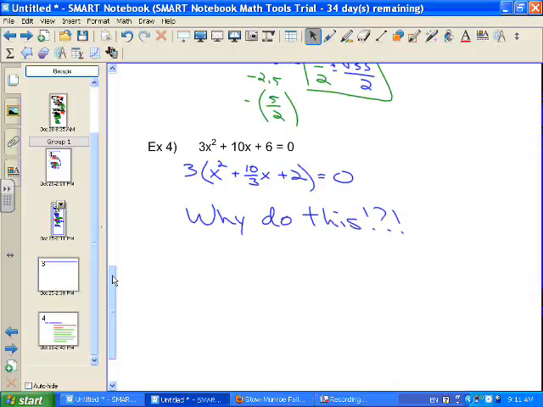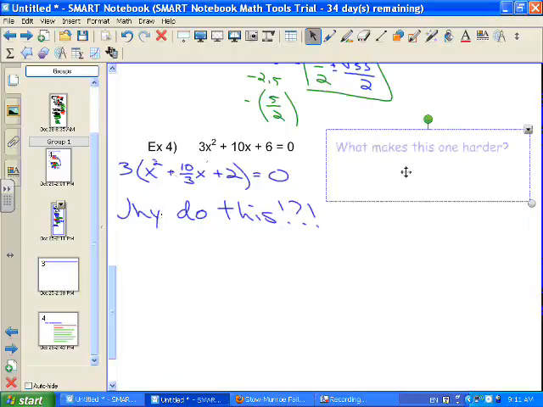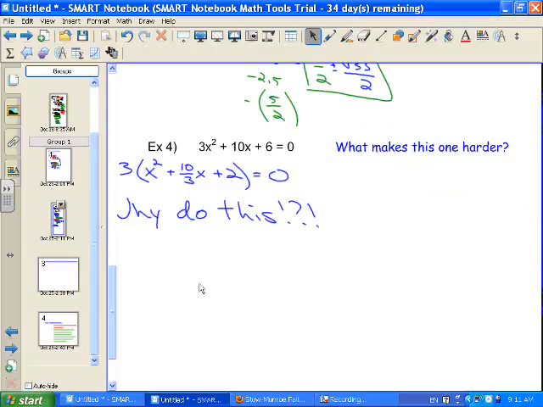Okay, so what makes this one hard? It's not divisible by 3. Right, because everything wasn't divisible by 3. So basically, the main thing that screwed this thing up was that my leading coefficient wasn't 1.